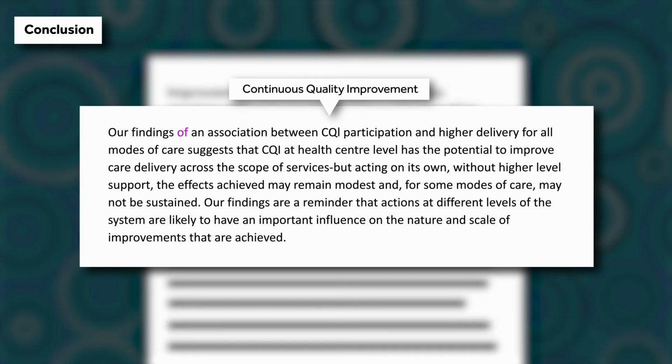Our findings of an association between CQI participation and higher delivery for all modes of care suggest that CQI at health centre level has the potential to improve care delivery across the scope of services, but acting on its own, without high-level support, the effects achieved may remain modest and, for some modes of care, may not be sustained. Our findings are a reminder that actions at different levels of the system are likely to have an important influence on the nature and scale of improvements that are achieved.